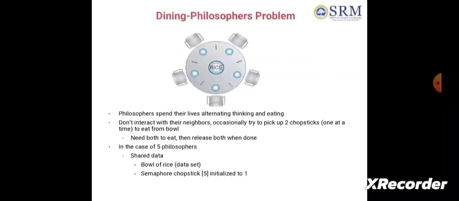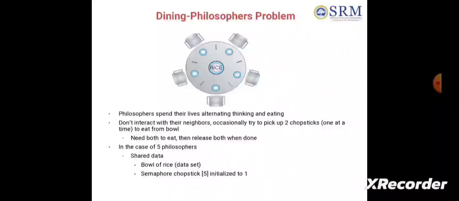The third classical synchronization problem is the dining philosopher's problem. There are 5 philosophers sitting at a circular dining table, where each philosopher is considered as a process. There is a commonly shared resource at the center of the table, which is nothing but a bowl of rice.